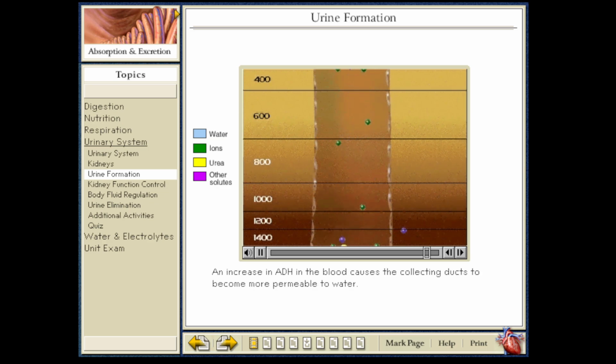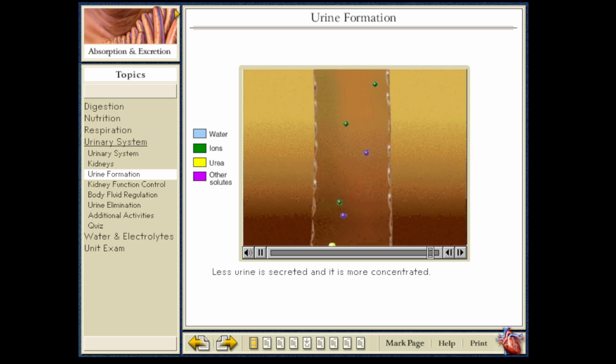An increase in ADH in the blood causes the collecting ducts to become more permeable to water. Less urine is secreted and it is more concentrated. A decrease in ADH results in a decrease in water removed, thus a larger volume of more dilute urine is excreted.